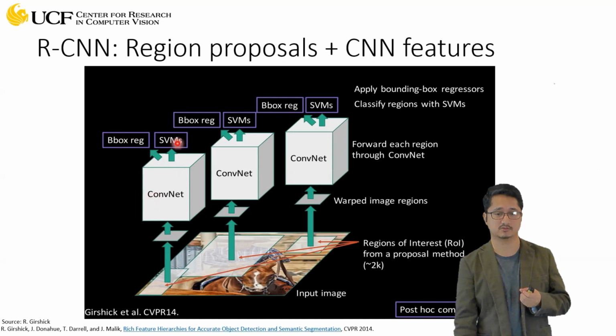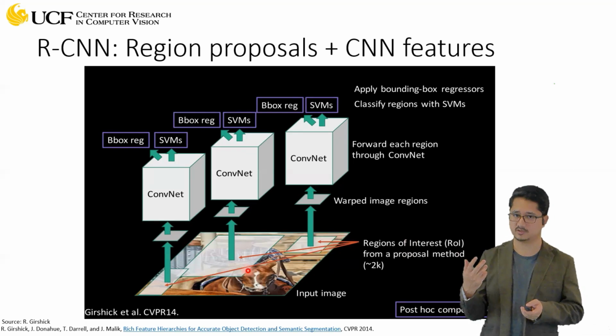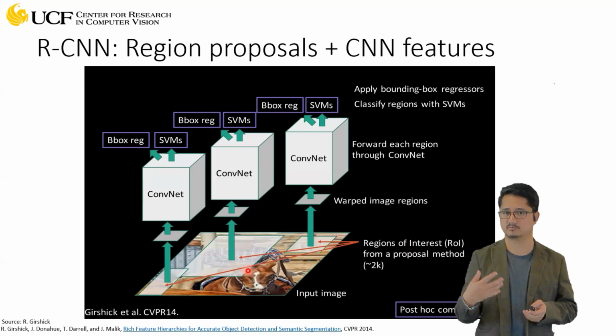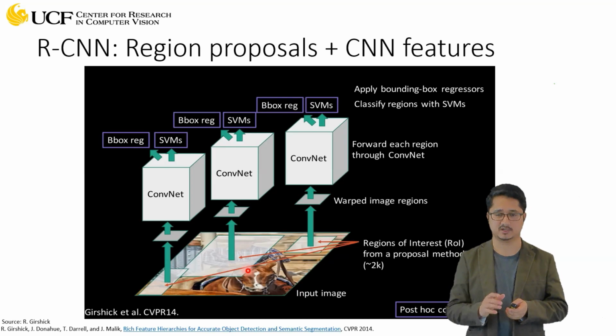Okay, so you do that for all the patches here, all the 2000 patches. And that's how you solve your object detection problem using, you can say it's not completely deep learning, but in a CNN way. And that was the first algorithm and it worked really well.